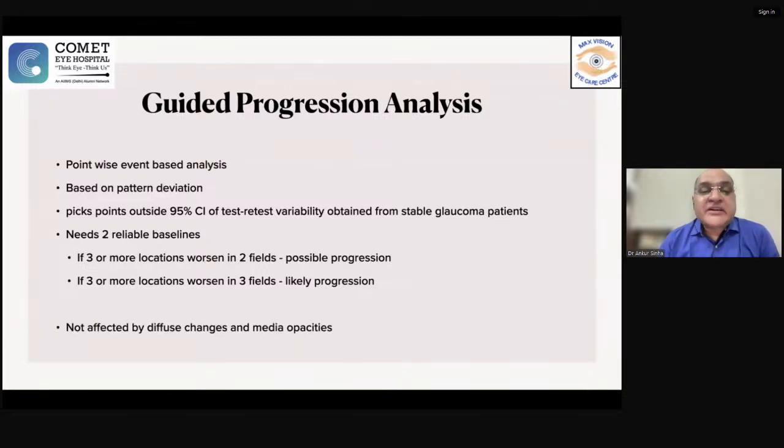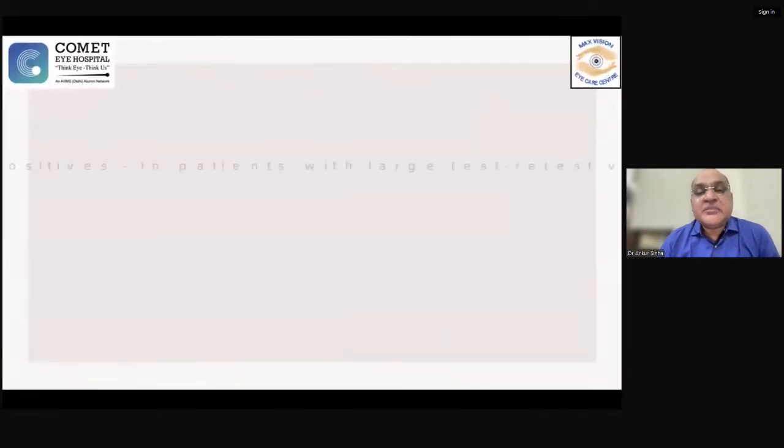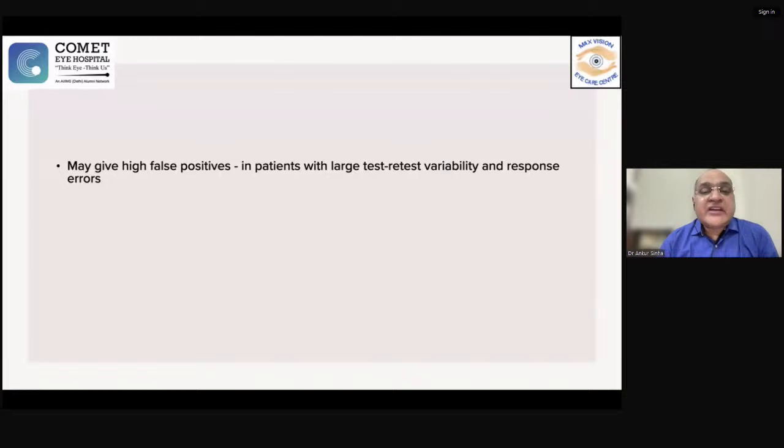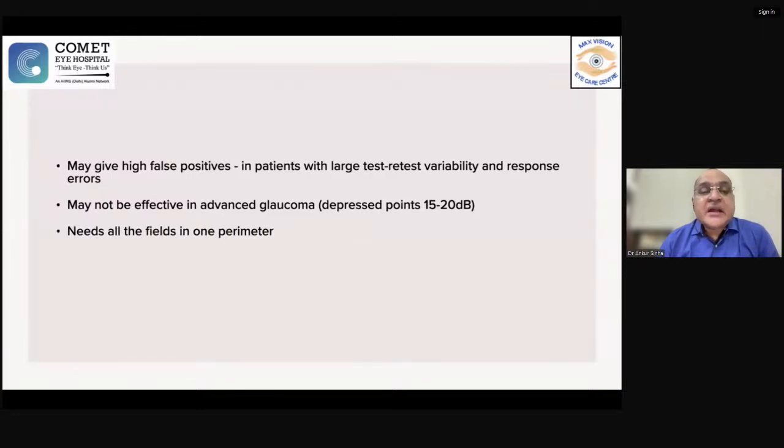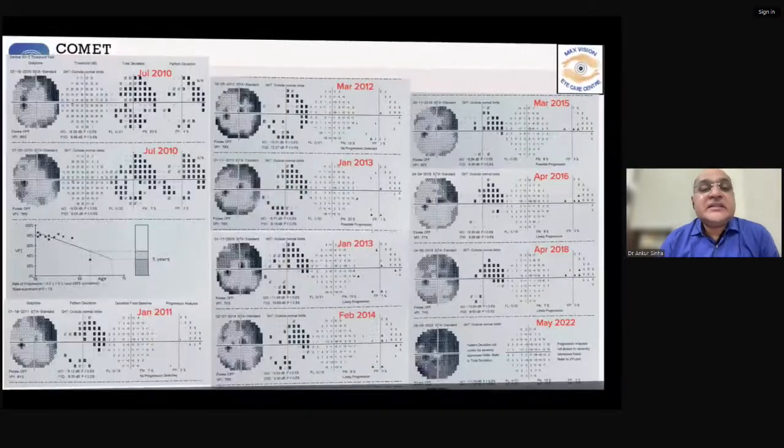Now, this is not usually affected by diffuse change in the media opacities like cataract or something else which is going on in the patient. It may also give high false positives in patients who have large test-retest variability and response errors. It may not be very effective in advanced glaucomas where we have a lot of depressed points which are beyond the depression of 15 to 20 decibels. And all fields need to be on one perimeter in the older versions, but the Forum overcomes this need now.